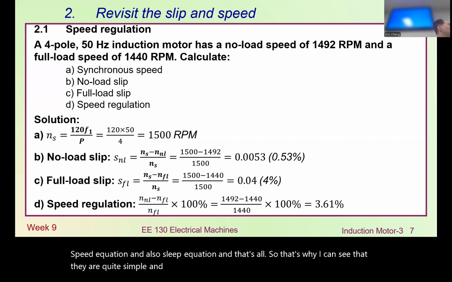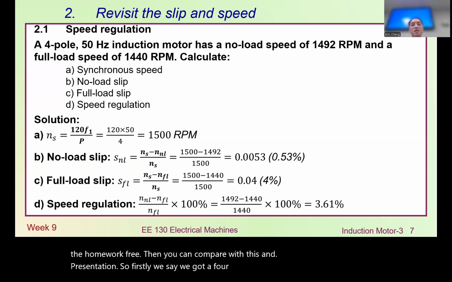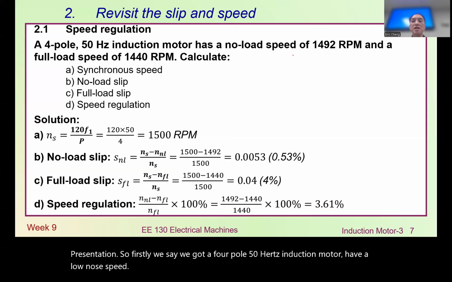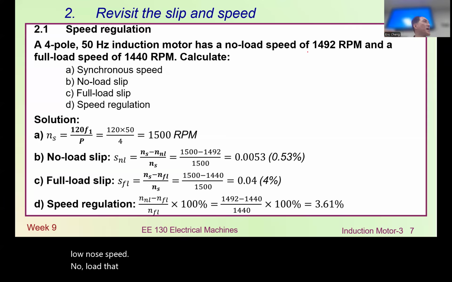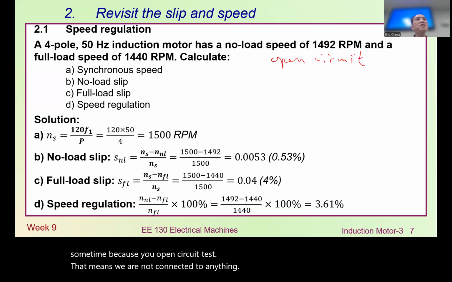I think some of you may have already done homework 3, so you can compare with this presentation. Firstly, we have a 4-pole 50 Hz induction motor with a no load speed. No load means we do not connect anything, and sometimes we call it the open circuit test. That's really similar to the transformer open circuit test, when we're not connecting anything on the output side.